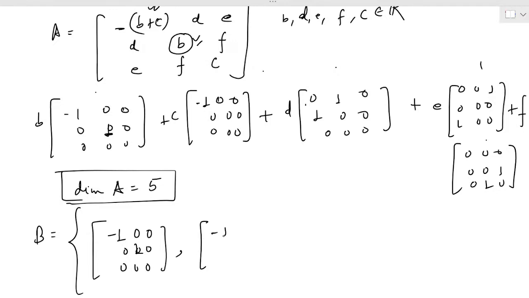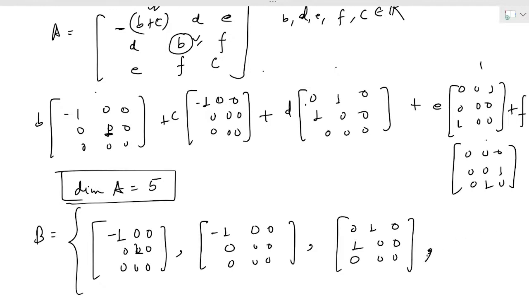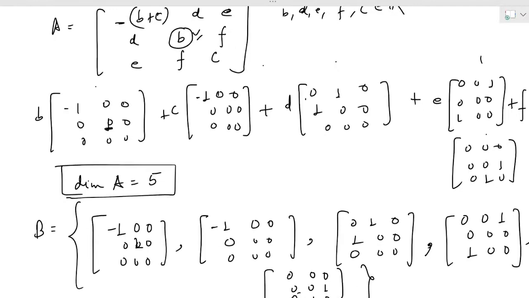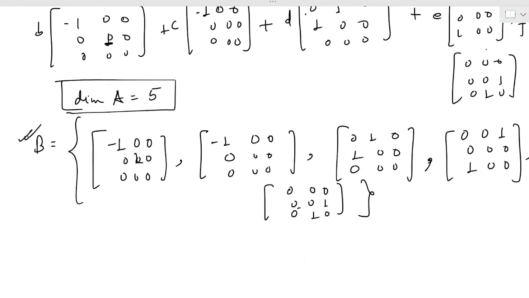I'll write this here: minus 1, 0, 0, 0, 0, 0, 0, 0, 0. And then you have this 0, 1, 0, 1, 0, 0, 0, 0, 0, and then you have this matrix 0, 0, 1, 0, 0, 0, 1, 0, 0, and then F times what? This matrix. This would be 0, 0, 0, 0, 0, 1, 0, 1, 0. Okay, so this will form your basis set. This forms your basis set. Is that clear to you? I hope it is clear.